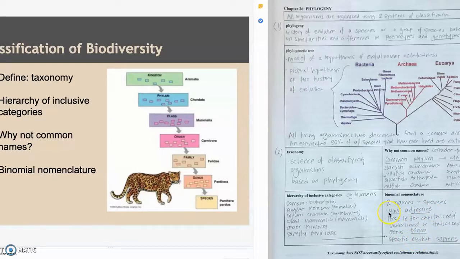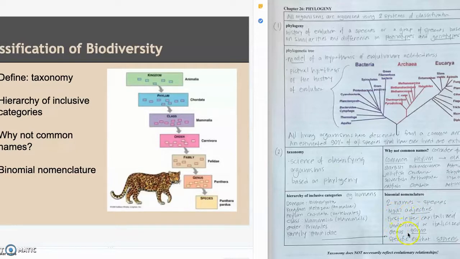Like I said, every species has a noun and an adjective, and it's written noun, adjective. The first letter of a species name is always capitalized, and then everything else is lowercase. If you're printing or handwriting it, then it's underlined, or if you are typing it on a computer, you can either italicize it or underline it. It's typically italicized. And it's always noun first and then adjective.